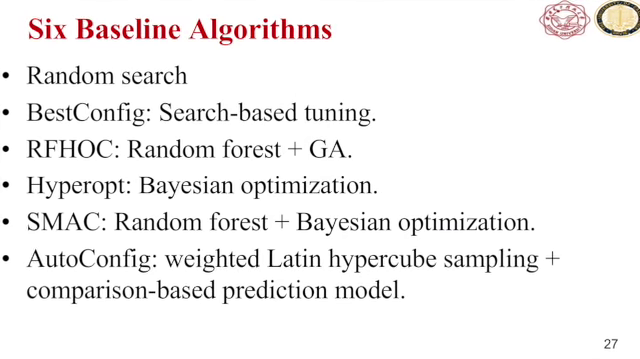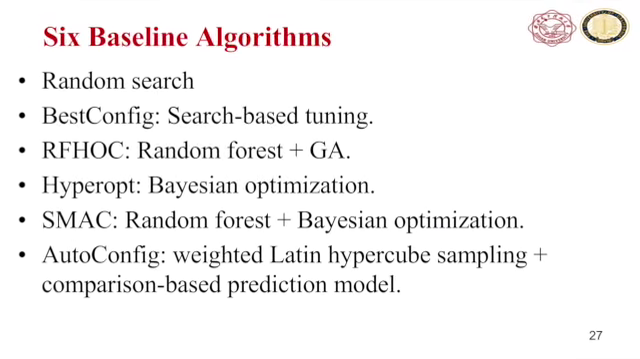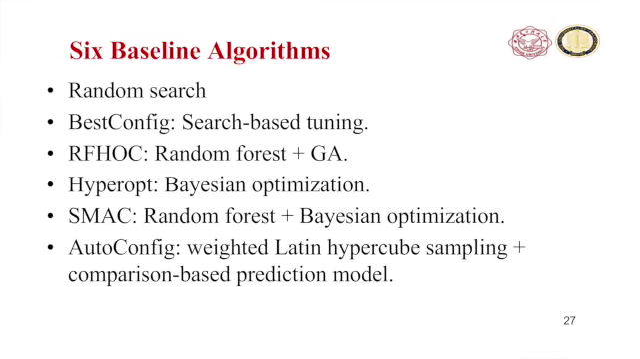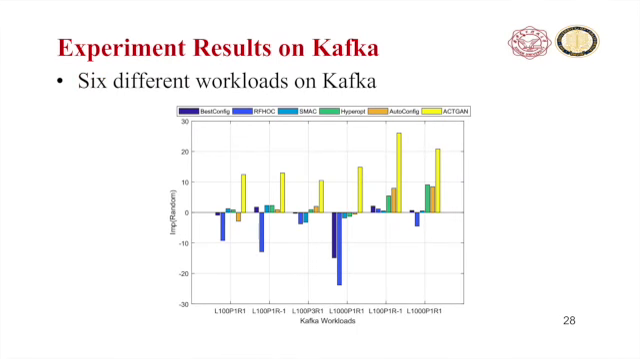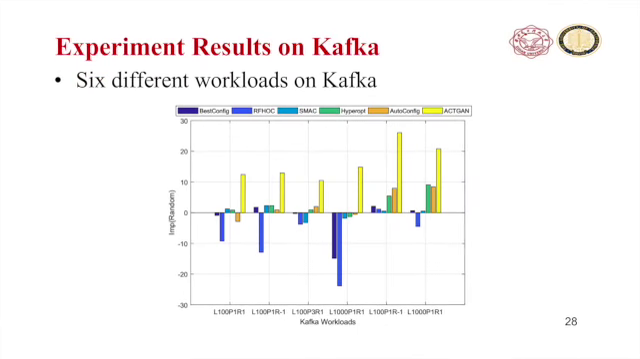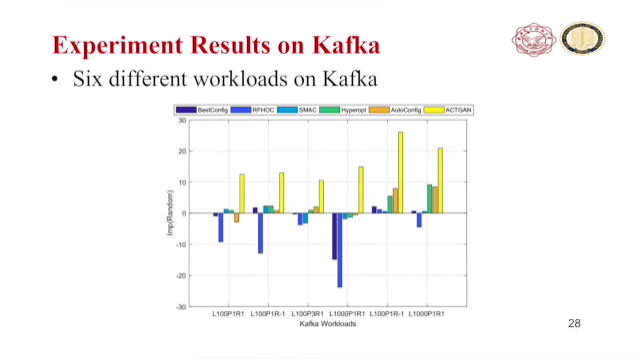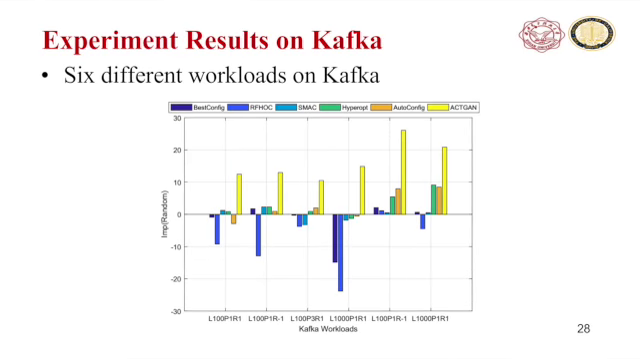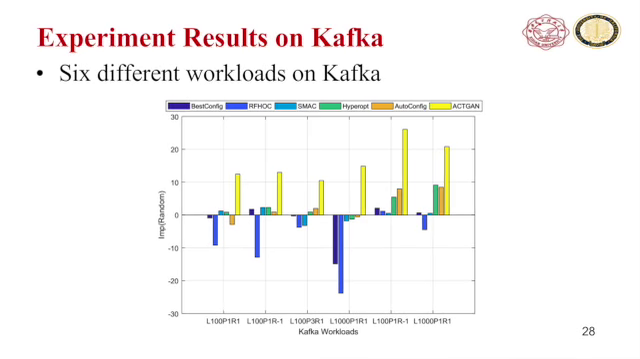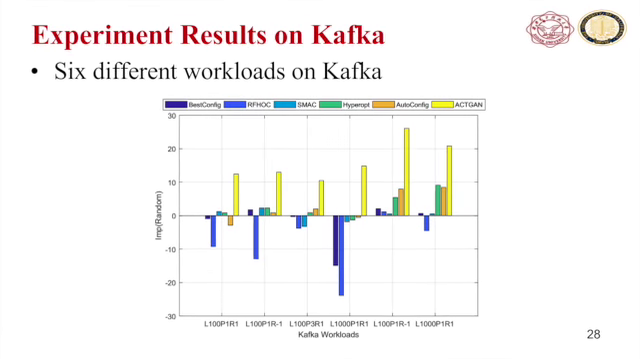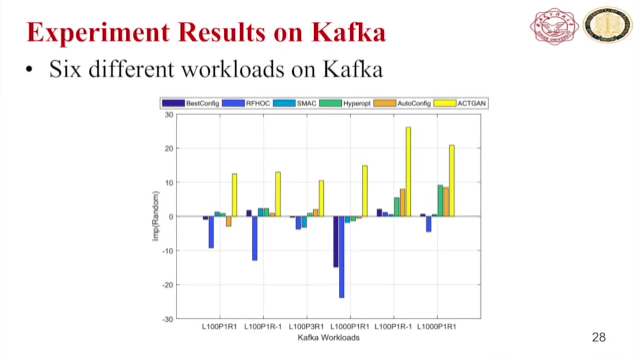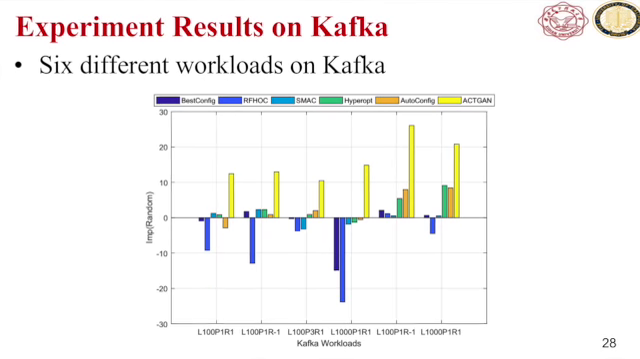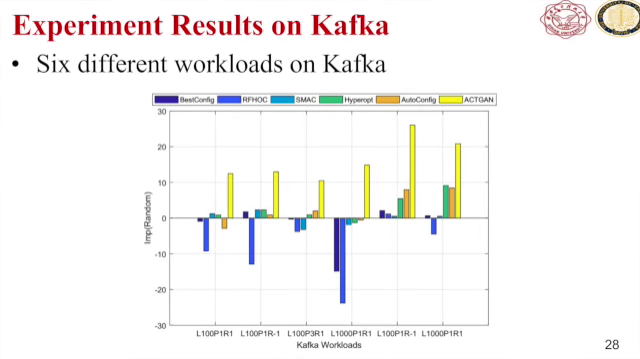We ran the experiment against 6 basic baseline algorithms, and ActGAN outperformed all of them. So here are some results. This graph shows the experiment on Kafka software with different workloads on the x-axis. The y-axis shows the improvement in performance, and we used random sampling as baseline 0. Each bar represents a different algorithm. Yellow bars are ActGAN. As you see, ActGAN outperformed the other algorithms.